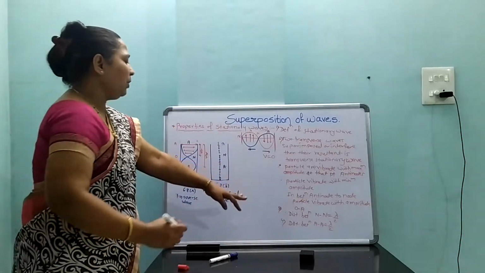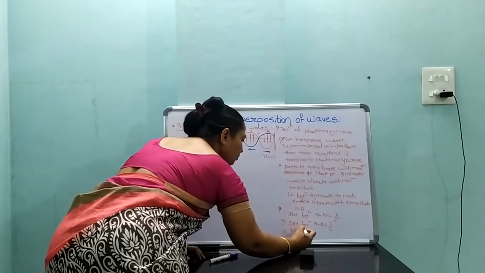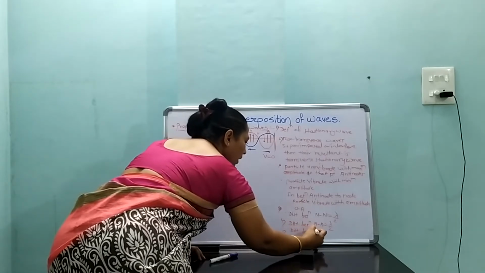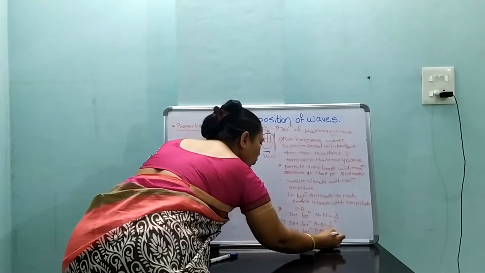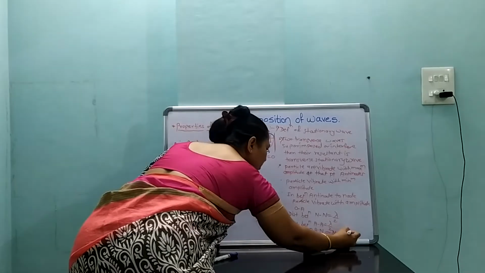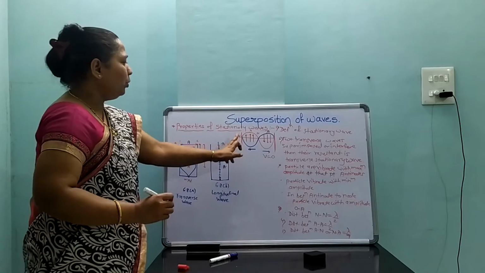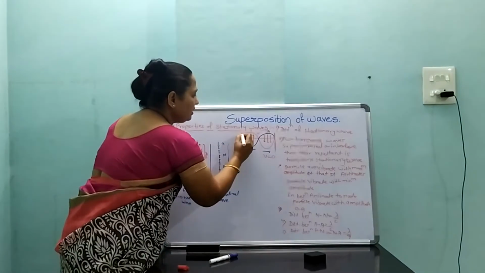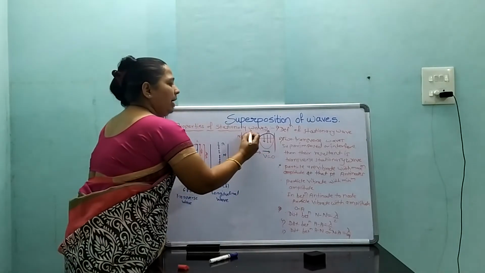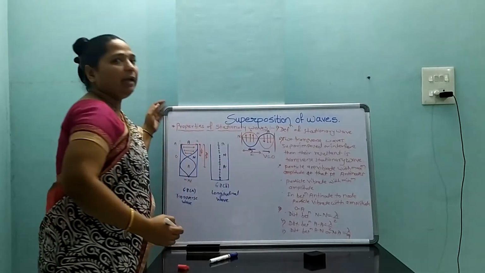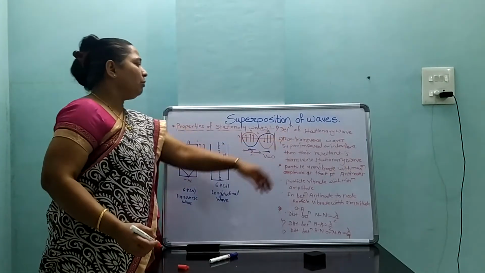Next, the fifth property: the distance between an antinode and a node, or a node and an antinode, is lambda by 4. The distance from node to node is lambda by 2, and from antinode to node is lambda by 4. These are the properties of stationary waves.